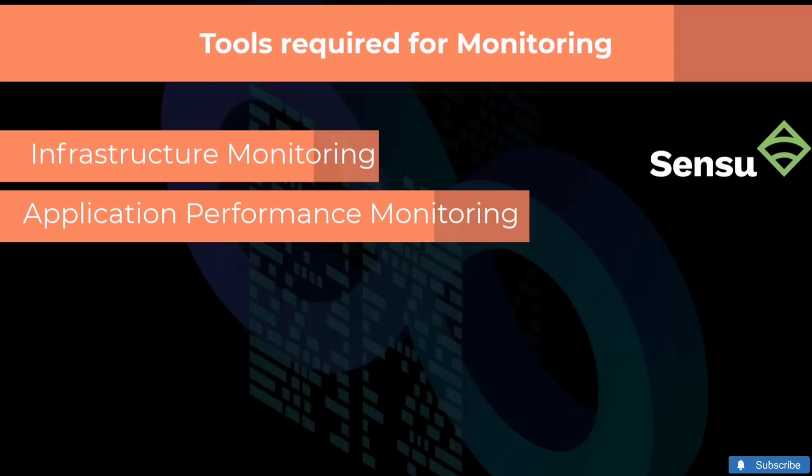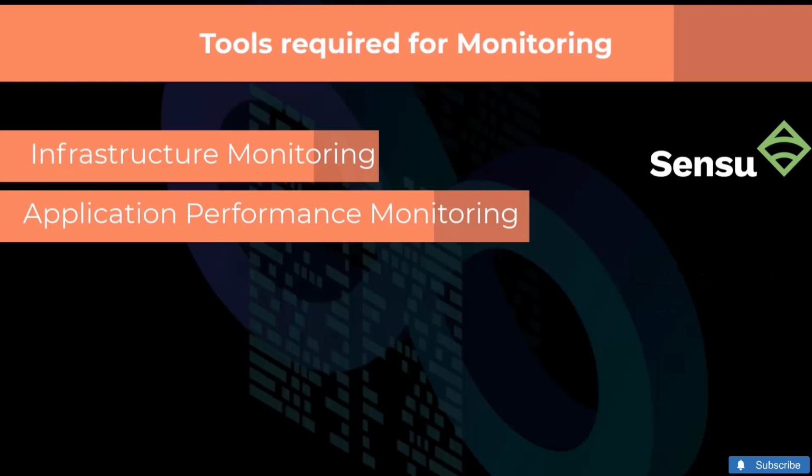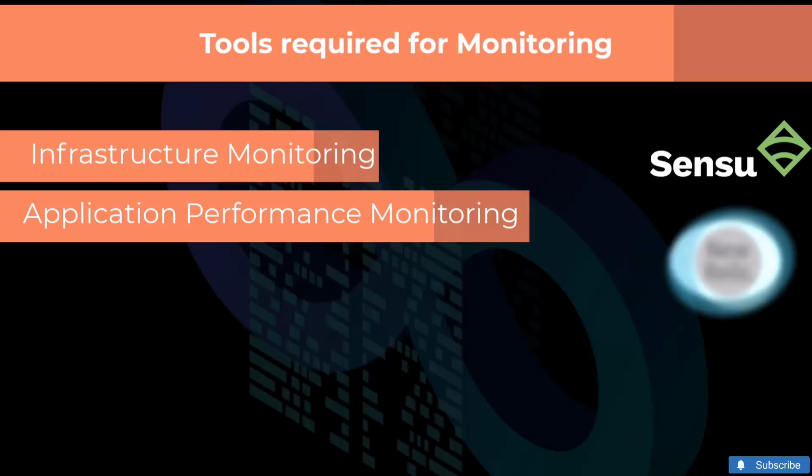Sensu uses a client-server, server-agent architecture, just like Nagios. So there's a shared central server, and agents are then installed on every host that performs the checks on each one of those hosts. Sensu, however, is a little bit more modern and sophisticated than Nagios. It's more scalable, and the agents push data to the broker rather than just pushing them directly to the centralized server.